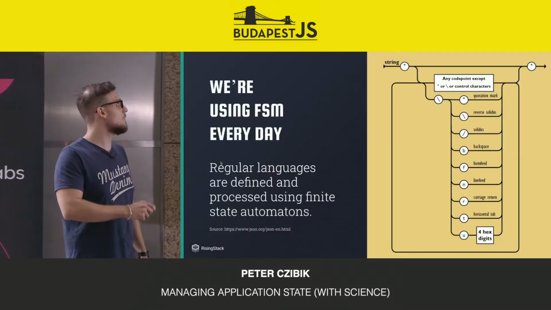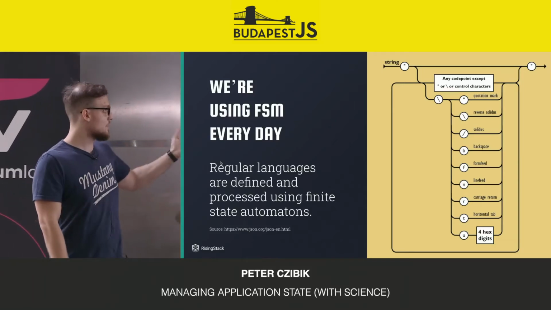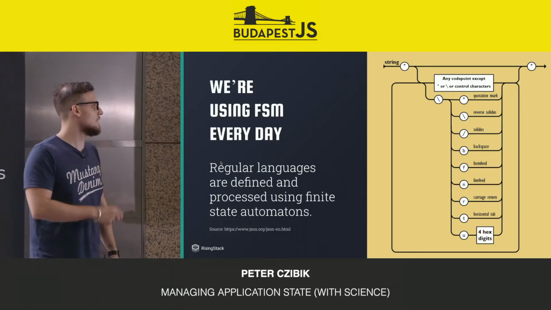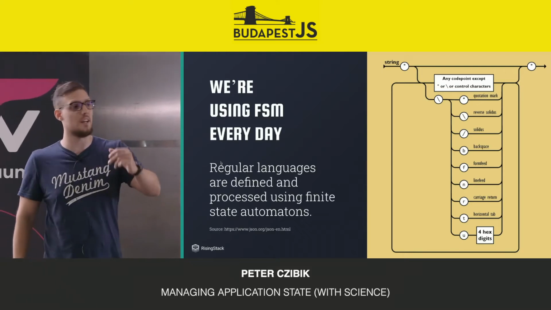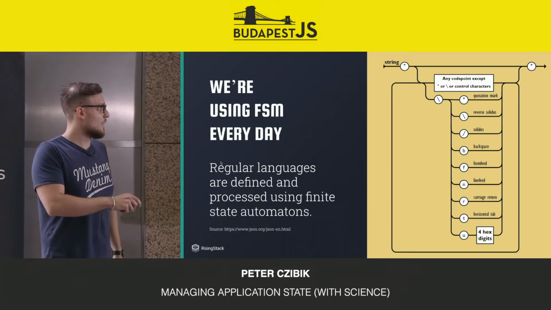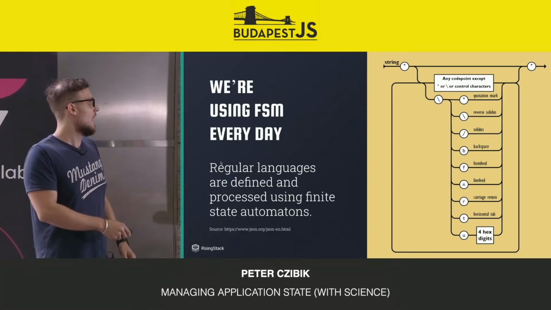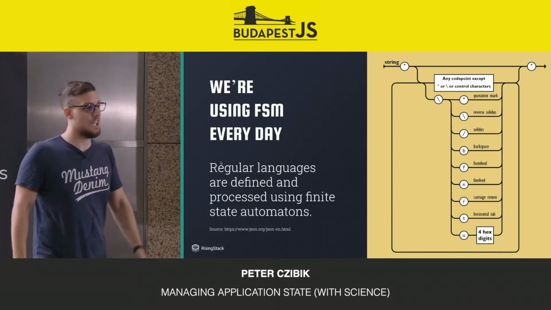But before we get into that, we're actually using finite state machines every day. All of the regular languages are defined and processed using finite state automata. And that's actually one of the definitions for regular languages, that they can be described with finite automata. And this is actually a definition of JSON.